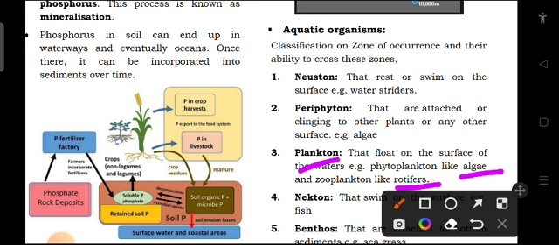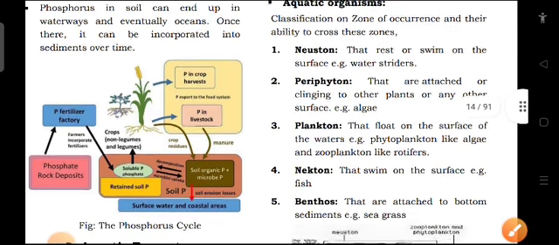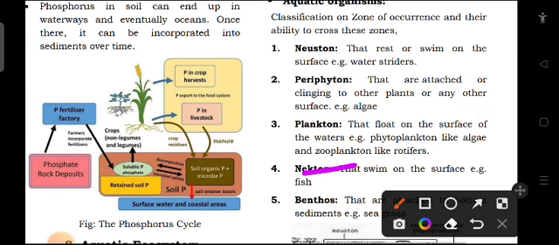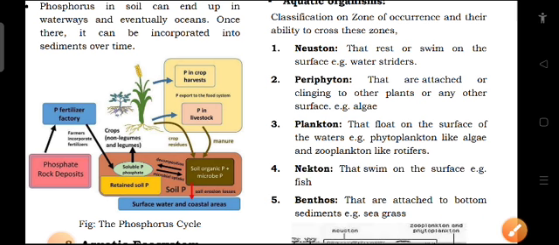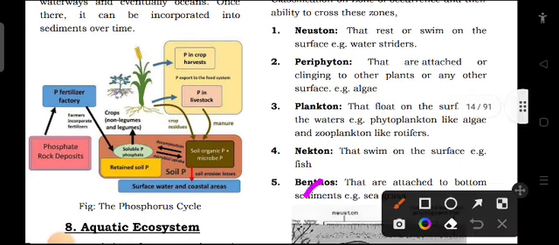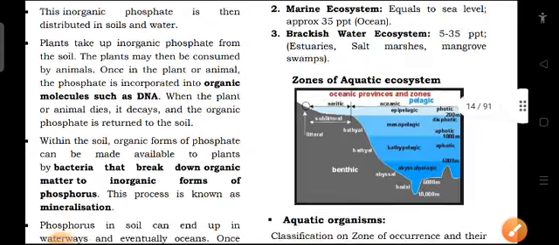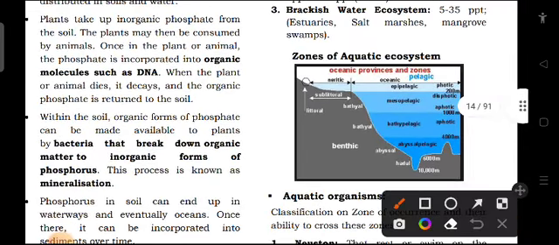They are the plants that float on the surface. Then the next organism is called nekton, that swim. Example, fish. If something swims actively, it is called nekton. Then benthos, that are attached to the bottom. If something lives in the bottom area, it is called benthos.